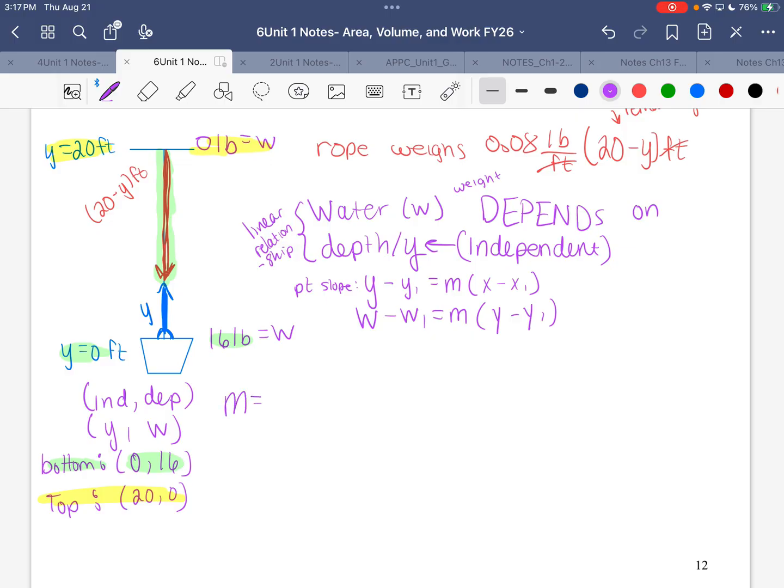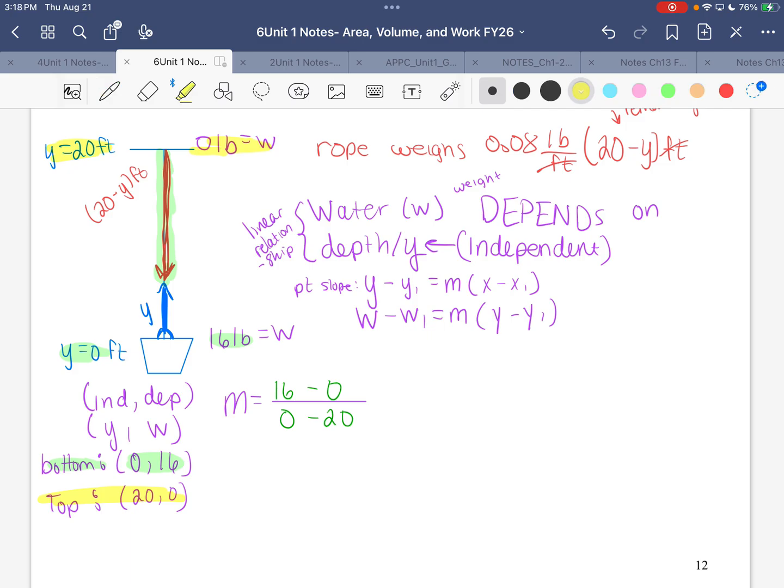Slope is the change in the dependent over the change in the independent. It doesn't matter which point you decide to use, just roll with it. So I got 16 minus 0 over 0 minus 20. There's not a reason that I chose to do the bottom as y2. It just doesn't matter.